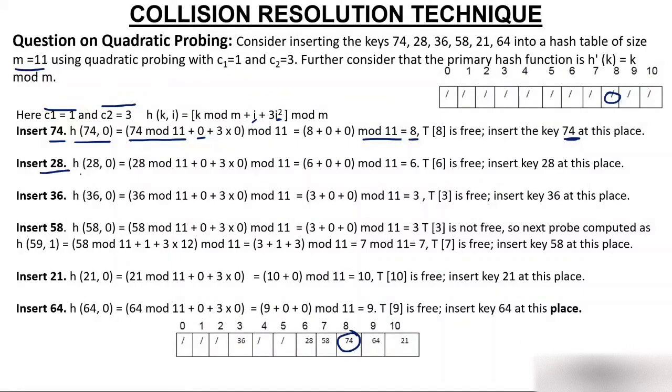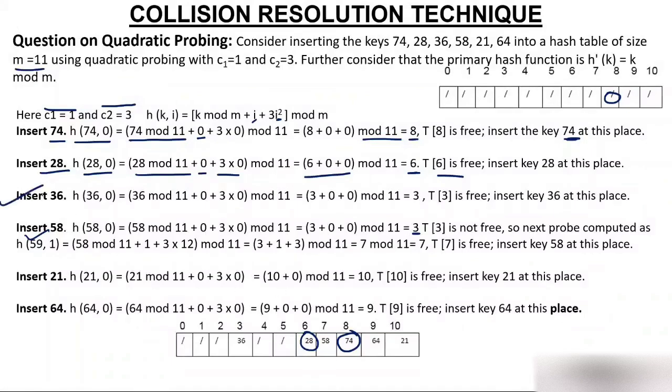Now you have to insert 28. So 28 mod 11 plus 3 into 0 gives 6 plus 0, mod 11 will give you 6. Is 6 free? Yes. So you will insert 28 at the 6th location. Fine. Similarly, you will insert 36. Now you see 58. 58 comma 0. So 58 mod 11 plus 3 into 0, because i square will become 0, mod 11, that is 3 plus 0 mod 11 will give you 3. Now you see the third location.